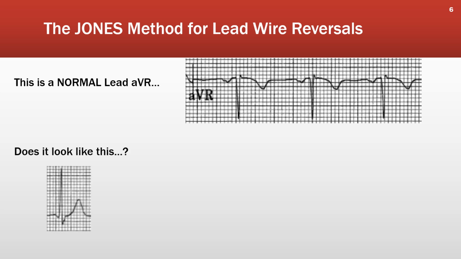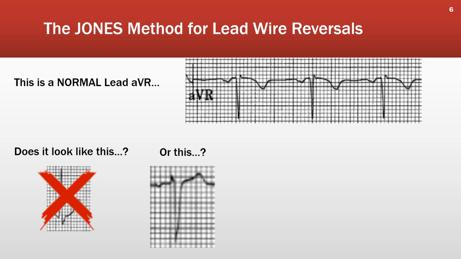Now, does this look like lead AVR? Well, no, very obviously it doesn't. Or this? We have a negative P wave and a primarily negative QRS, but we have an R wave appearing before the negative portion of the QRS. That is distinctly abnormal. And then, of course, we have an upright T wave. So no, this doesn't look anything like lead AVR should.